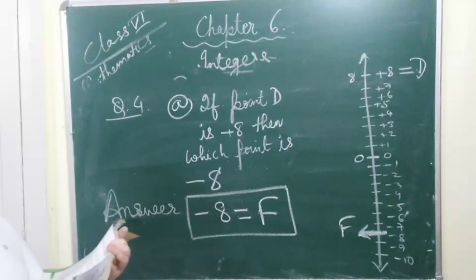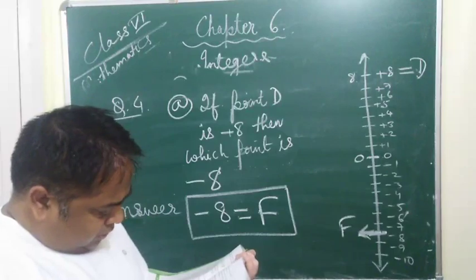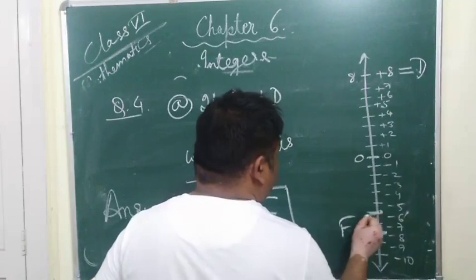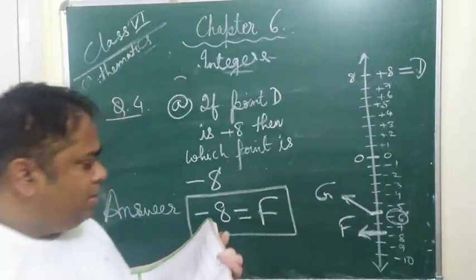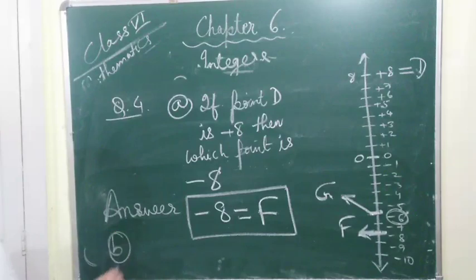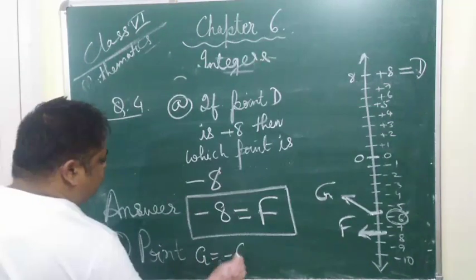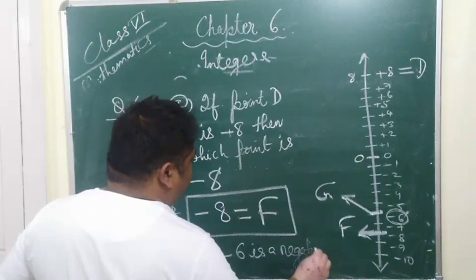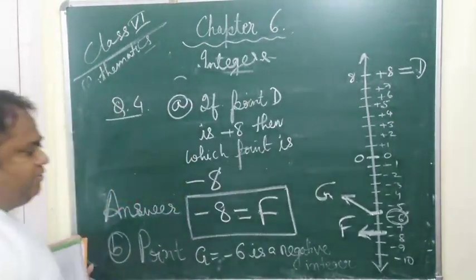Next, is point G a negative integer or a positive integer? B. Point G, let us see where point G is. Point G is at minus 6. This is point G. So what kind of integer is it? It is a negative integer. So B: point G equal to minus 6 is a negative integer.